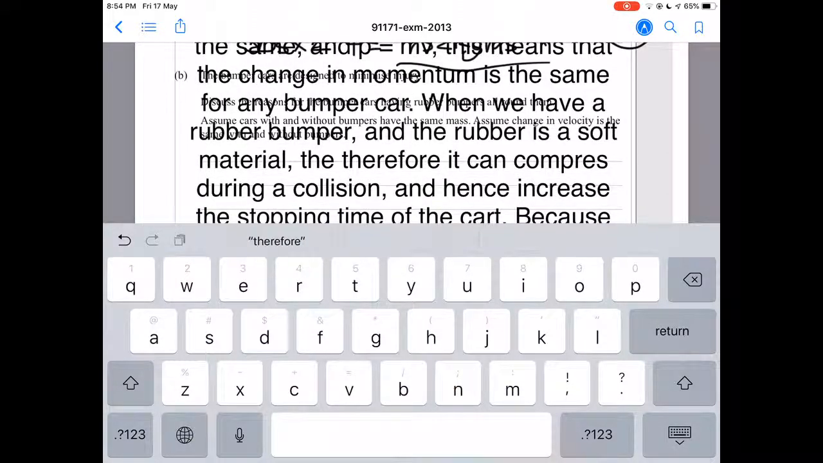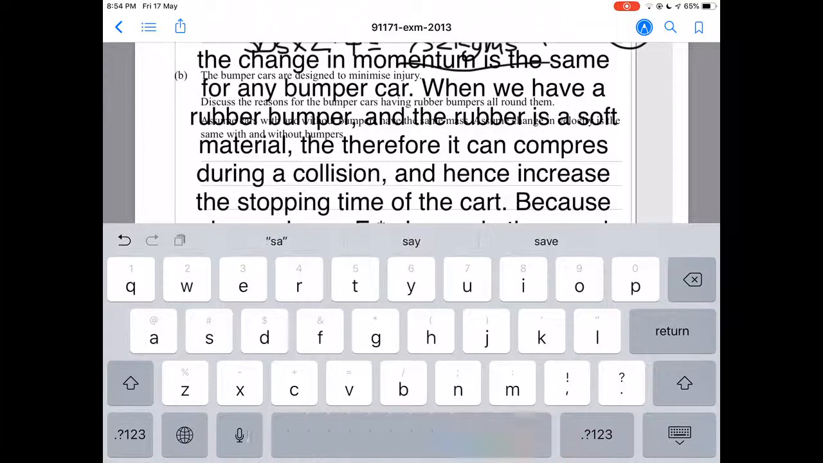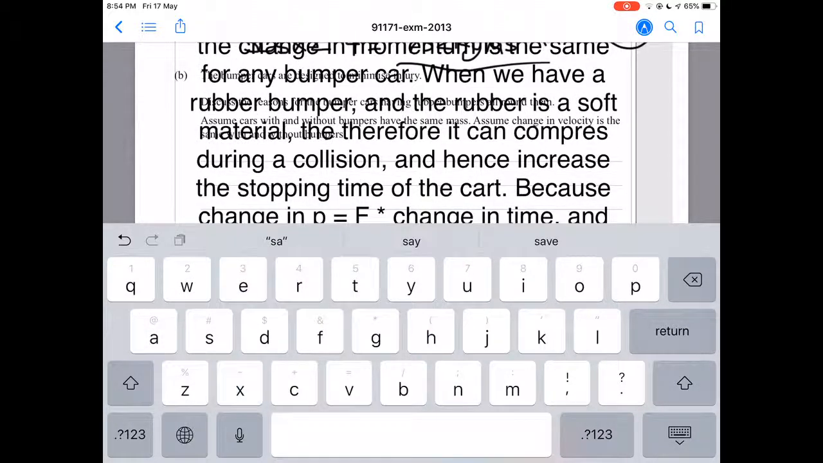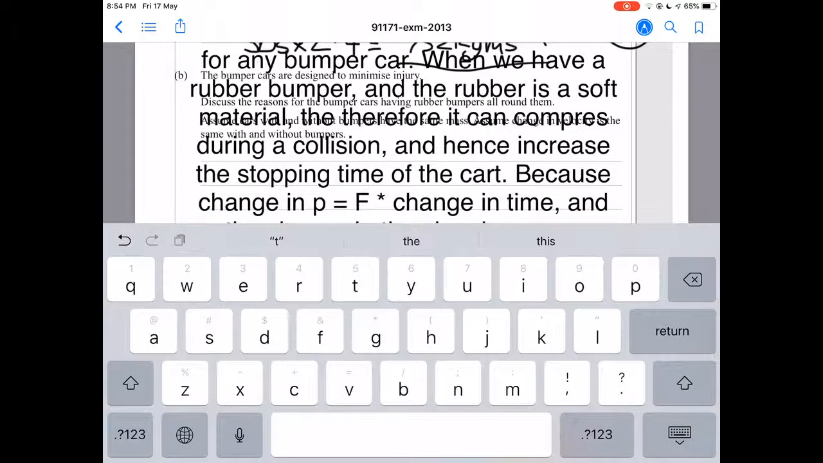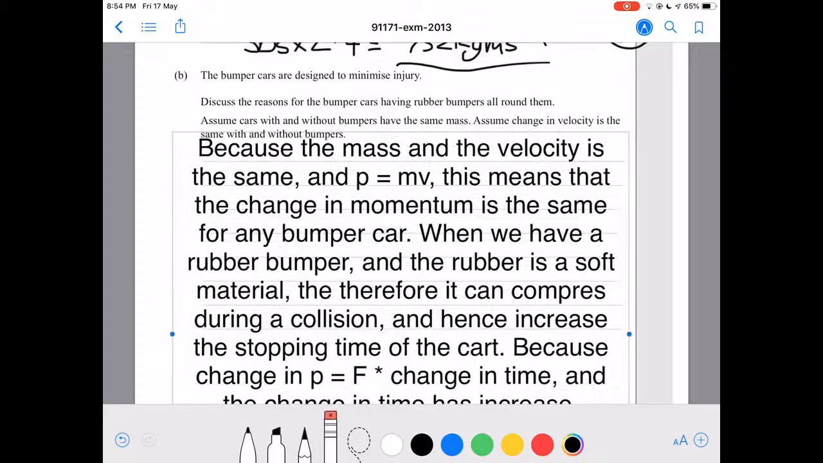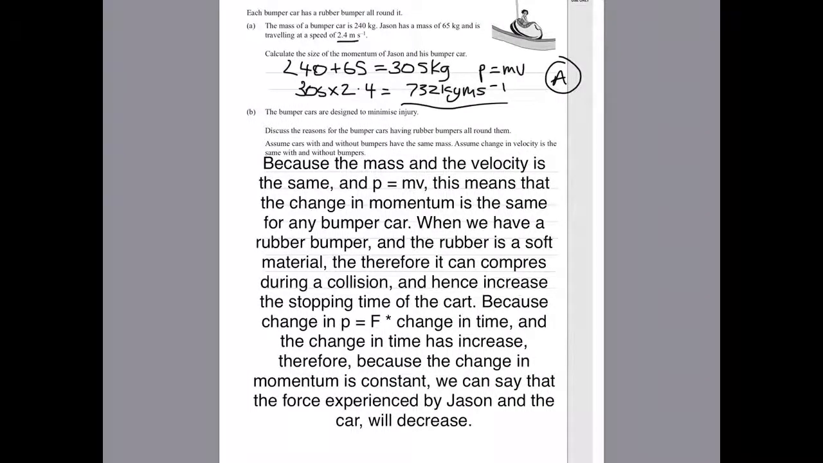Therefore, because the change in momentum is constant, we can say that the force experienced by Jason and the car will decrease, okay? And it decreases because there's a higher stopping time. That's basically it. So that's your final answer, really. And that should get you to excellent.